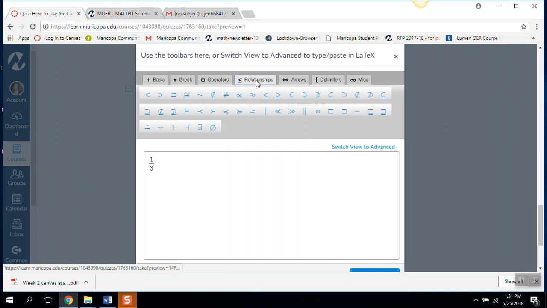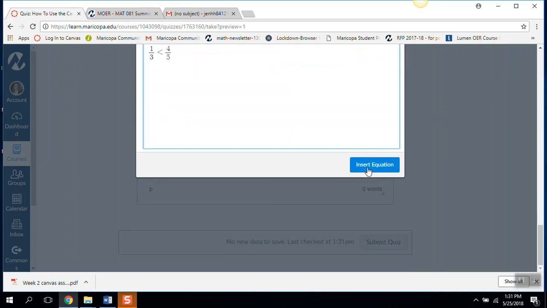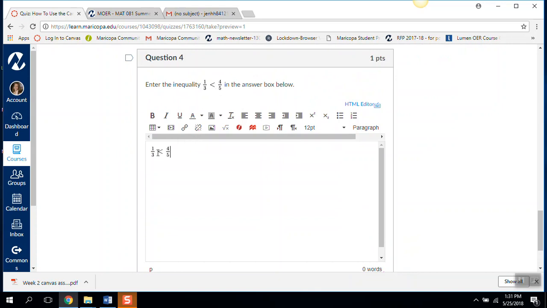I can click on this relationships tab where I see my less than and greater than symbols. You also have the less than and greater than symbols on your keyboard. They're in between the M button and the question mark button. Now I need to go back to the basic menu to type the fraction 4/5, insert equation, and again, just check and verify that my inequality symbols match.